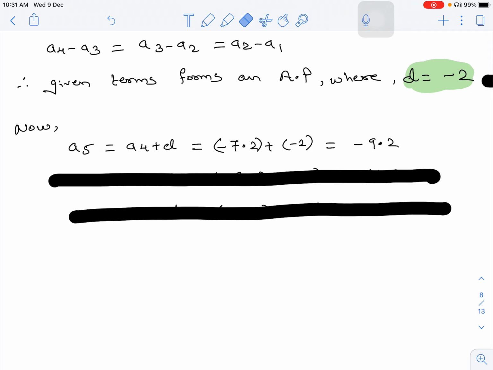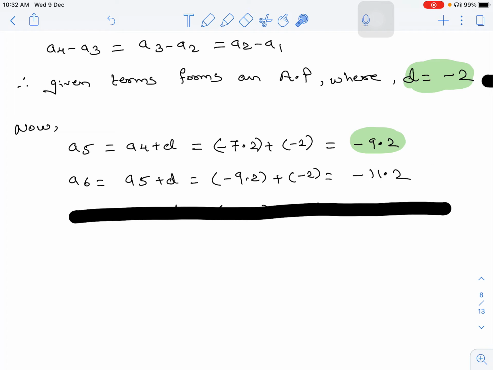So how to find A5? Yesterday we learned that A5 equals the fourth term plus D. Now what is our fourth term? Minus 7.2 plus minus 2, this is the value of D. So what is our fifth term? Minus 9.2.